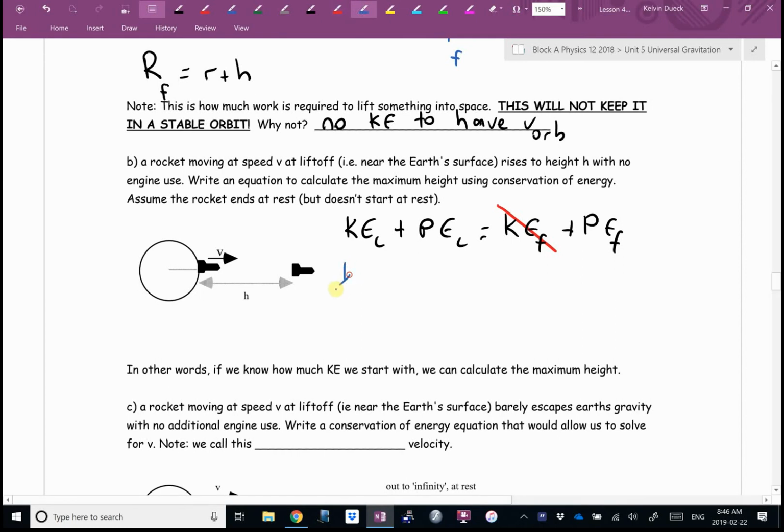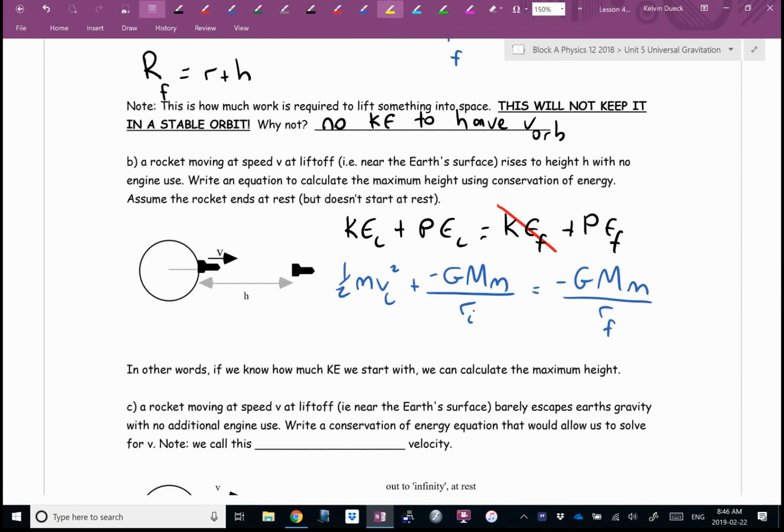I would end up with a half m V initial squared plus negative big G big M little m over R initial equals negative big G big M little m over R final. And as far as I'm concerned, I can either tell you my launch speed and ask you to find the final distance from the center of the planet, or I can give you the final distance from the center of the planet and say find the launch speed.